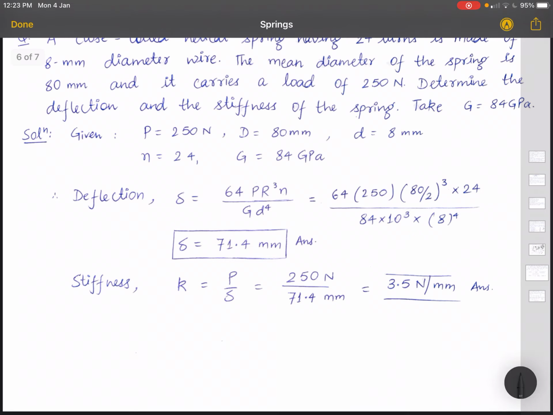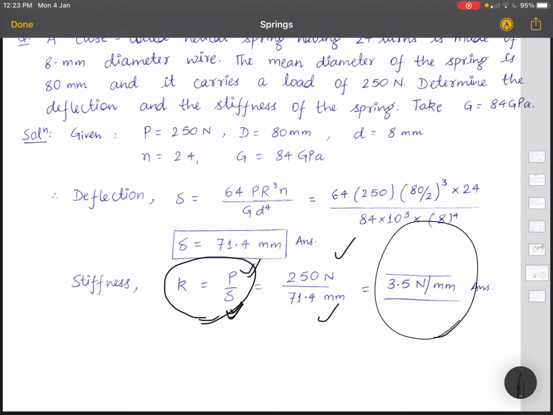Stiffness is the load per unit deflection. How much load is required to deflect this spring by delta. So this is your deflection. P is given, delta we have calculated. So it is coming out to be 3.5 Newton per mm. This is the stiffness of the spring.